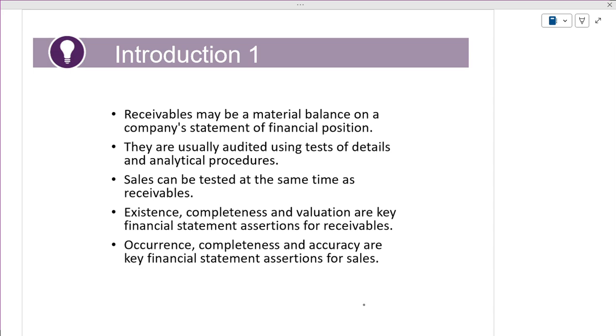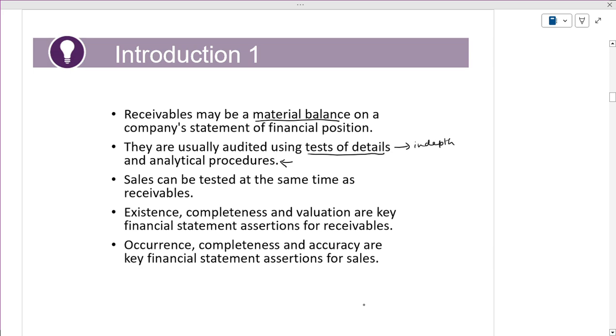Receivables is always a material balance. See, if somebody is going to pay you, whether it is 10 riyals, 50 riyals, 500 riyals or 5,000 riyals, money is money for everyone. It may be a material balance statement. They are usually audited with respect to tests of details. They go in depth, and in some cases they will do analytical procedures.